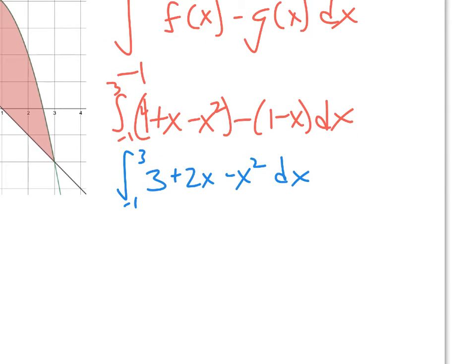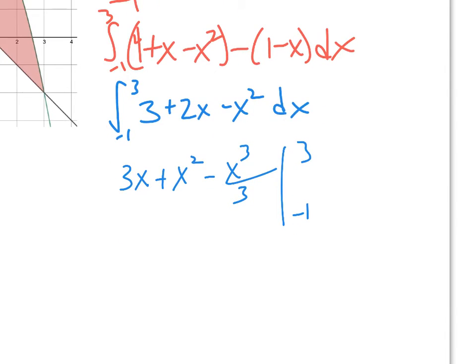All right. So we've got 3x plus 2x squared divided by 2, it's going to cancel out that 2. And then minus x cubed all over 3. Now we're going to evaluate that from -1 to 3. So at 3, we have 9 plus 9 minus 27 divided by 3, which is 9.